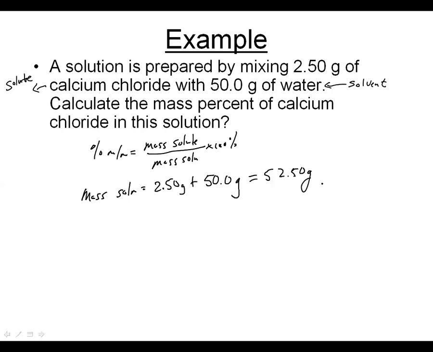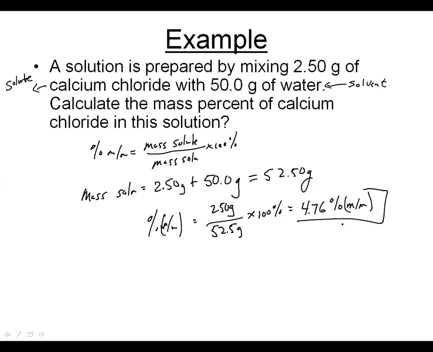So to find the percentage, mass to mass, that will be 2.5 grams divided by 52.5, not 50, times 100. And we will end up with 4.76%. And again, most people will just write m/m to indicate that it is mass to mass percent. And again, you can use sodium chloride. Any questions on that calculation?